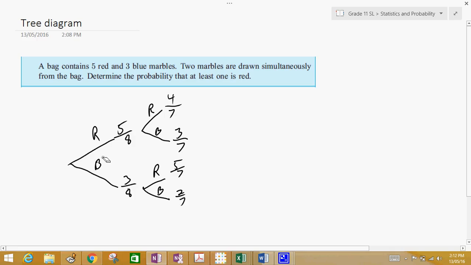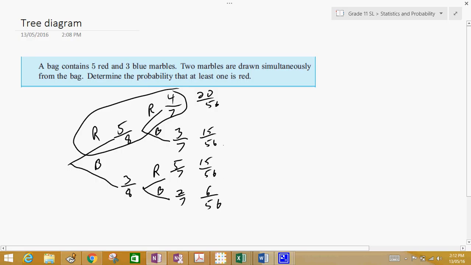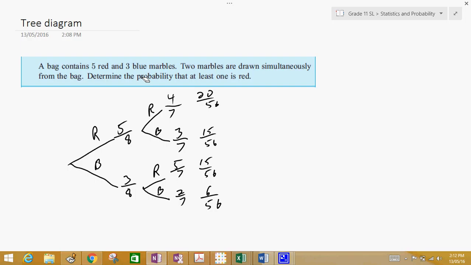Now, when you're answering probability questions, whenever you're going from the left to the right, you multiply. So this times this is 20 out of 56. This times this is 15 out of 56. This times this is 15 out of 56. And this times this is 6 out of 56. And if I added all these numbers together, it should equal 1. My rule is, and I'll say it over and over again, if you're going from left to right, you multiply. If you're going up and down, you add.